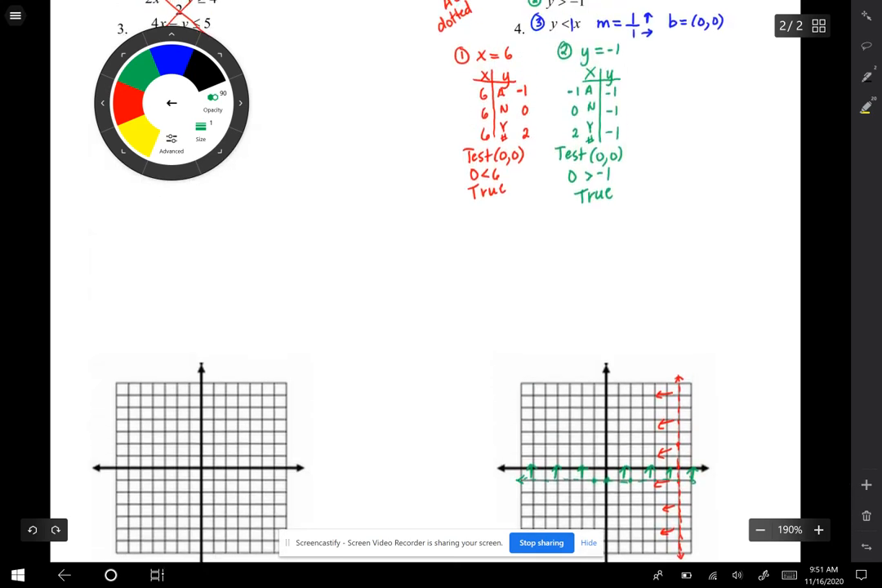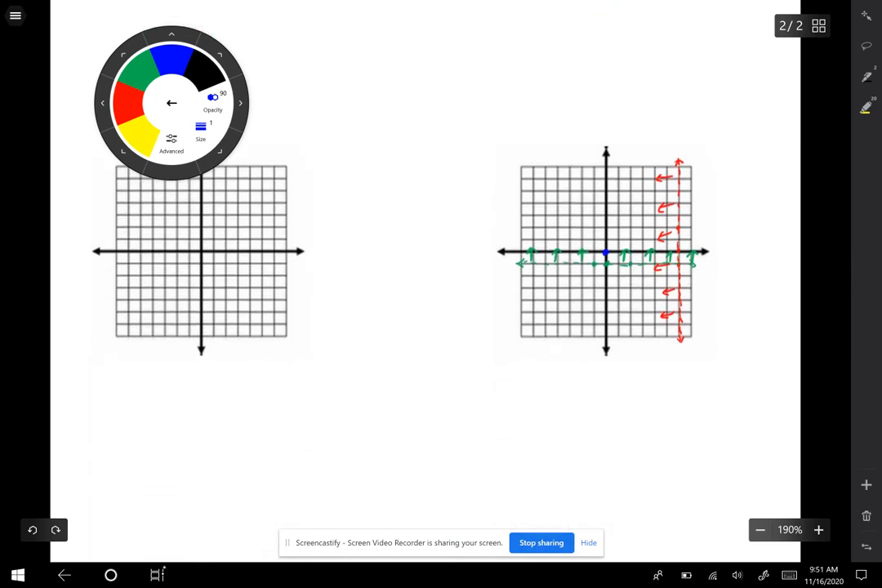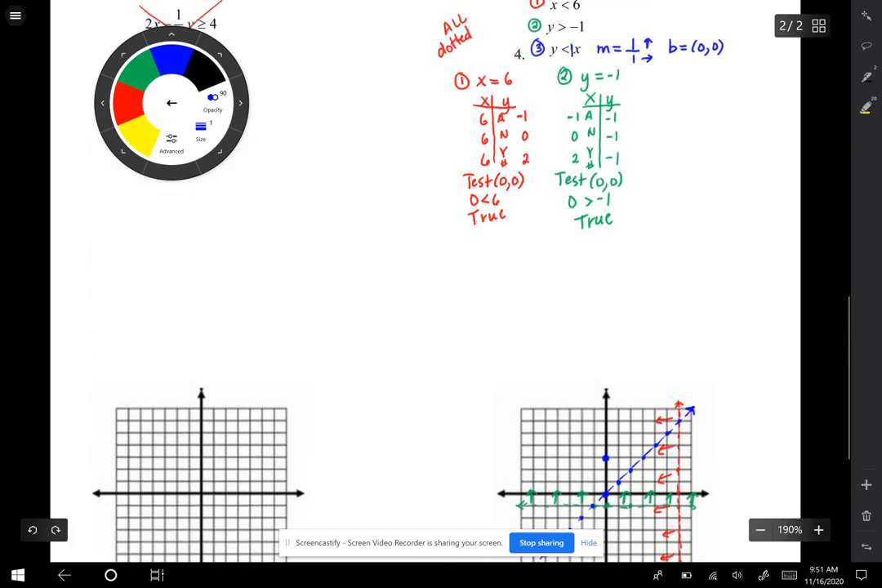And lastly, we are going to plot or start at 0, 0, and then we're going to go rise 1, run 1 to the right. Notice for this one, we cannot test 0, 0 because 0, 0 is on the line. So we have to pick another point. You have no choice. And so I say we pick something like here. Let's pick that one, 0, 3.